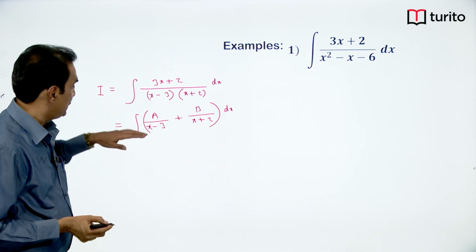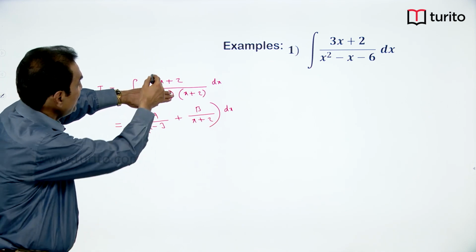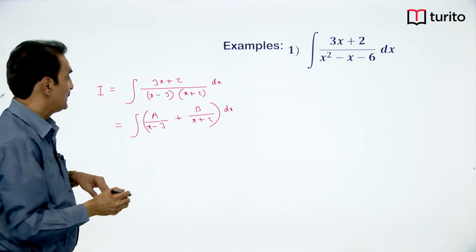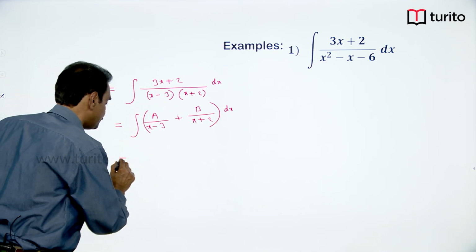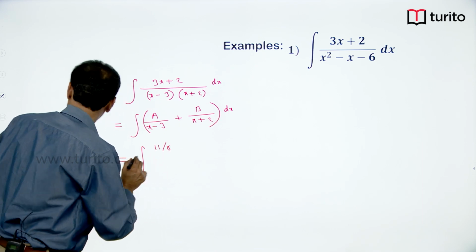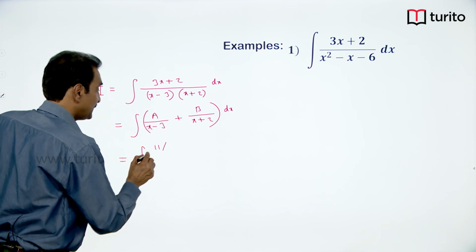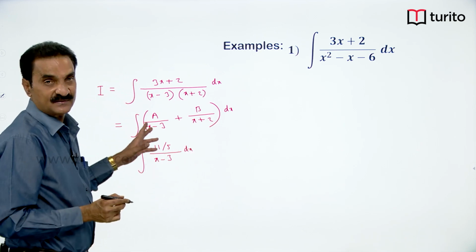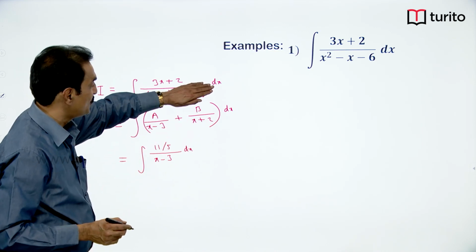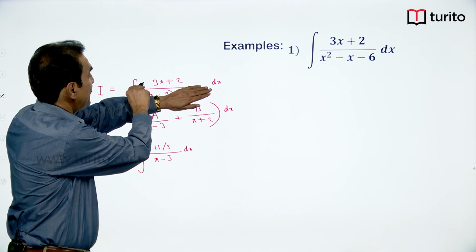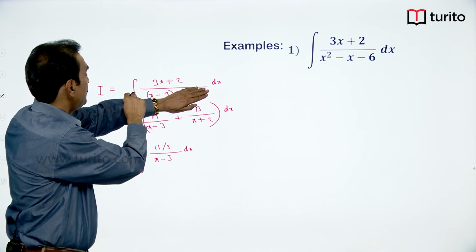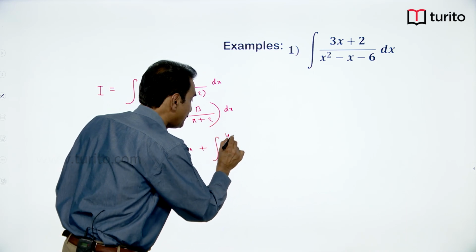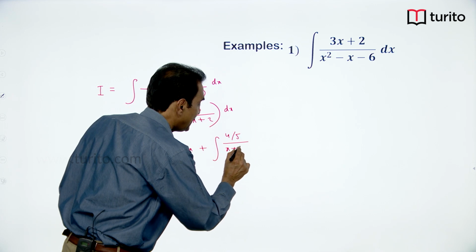How to find the value of A? You cover this x minus 3 here and put x is equal to 3 in the remaining. We will get 3 into 3, 9 plus 2, 11, 11 by 3 plus 2, 5. So A is 11 by 5. So integral 11 by 5 by x minus 3 dx plus, what is B? You cover x plus 2 and put x is equal to minus 2 in the remaining. Minus 6 plus 2, minus 4 by minus 5. Minus 4 by minus 5 is 4 by 5. So plus integral 4 by 5 by x plus 2 dx.